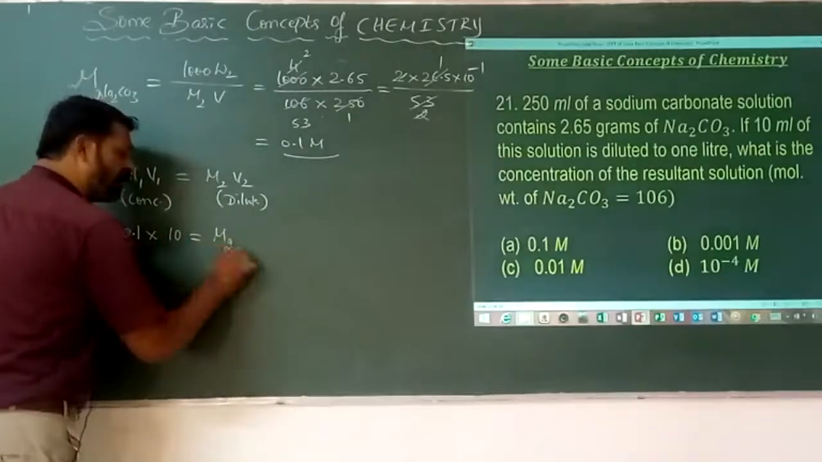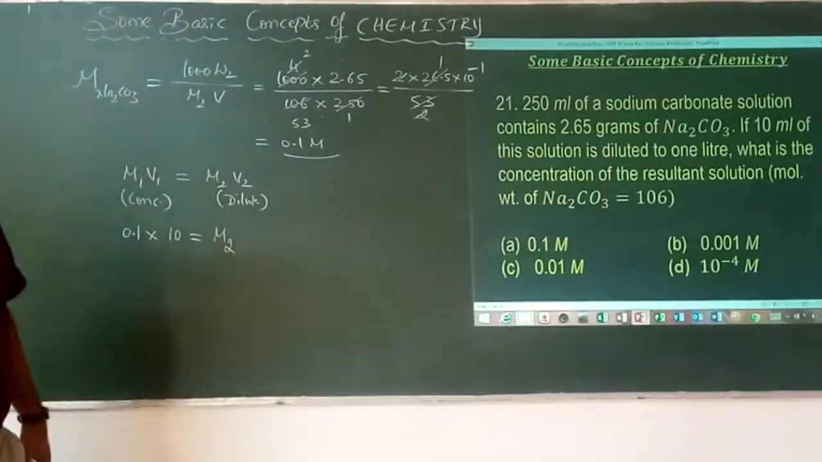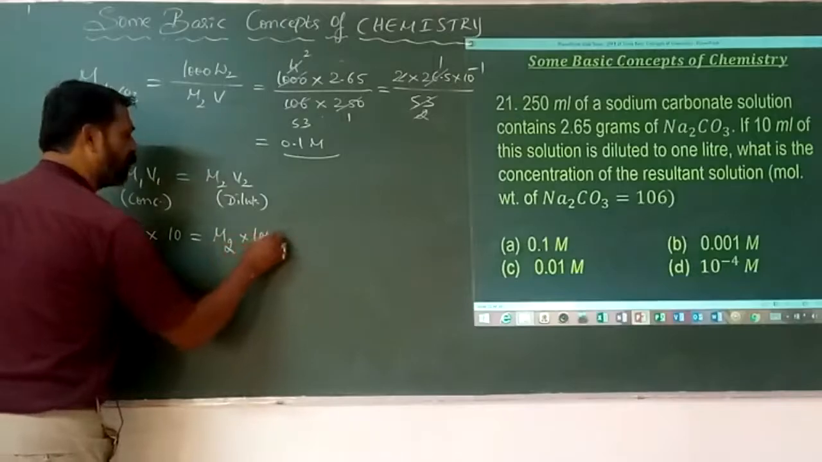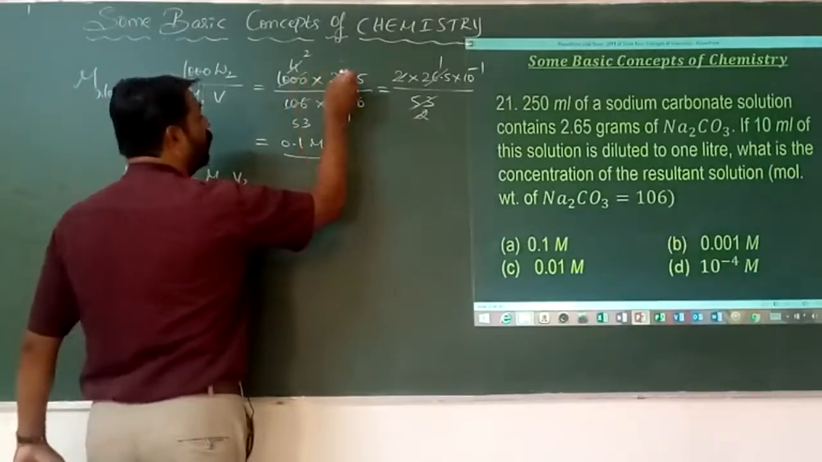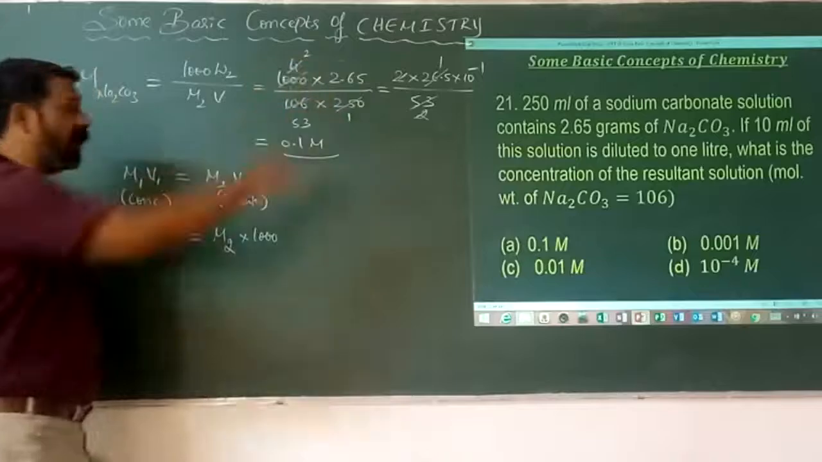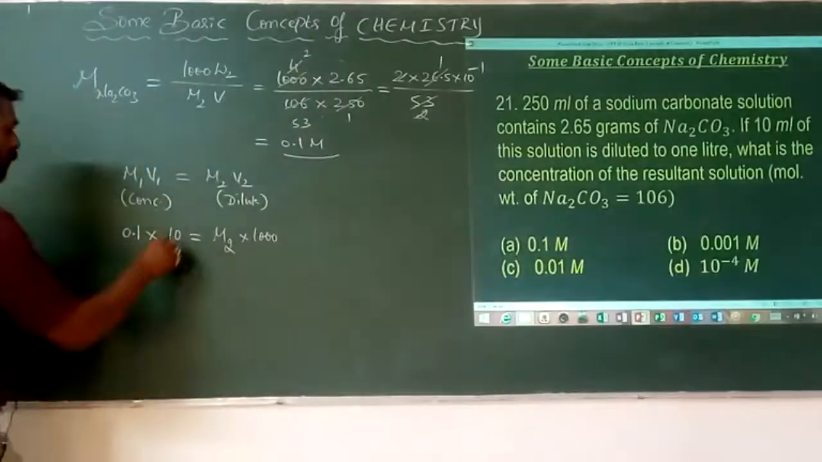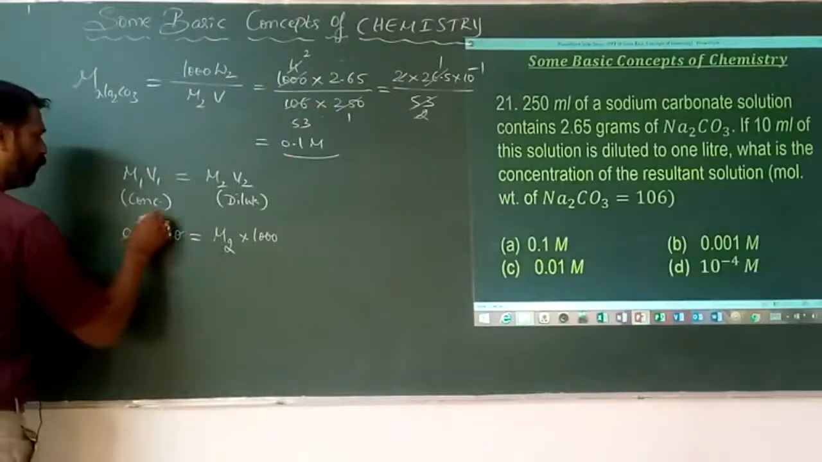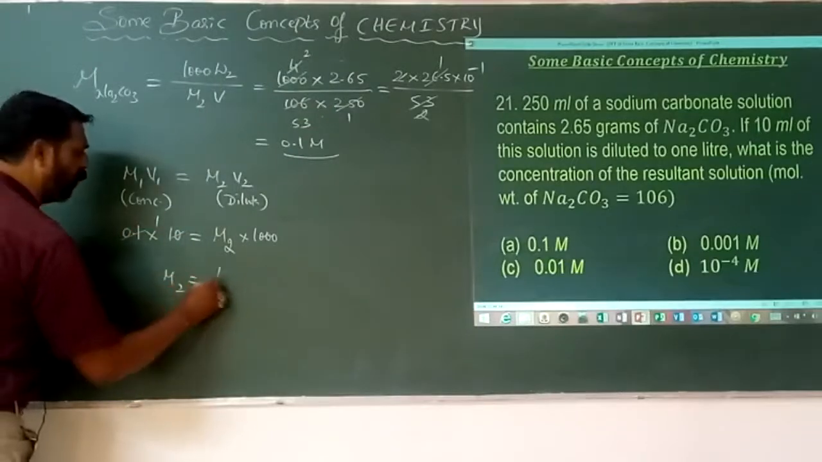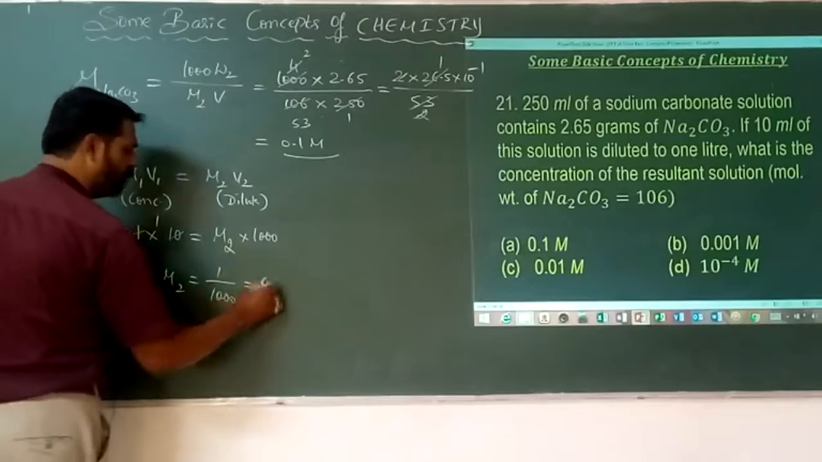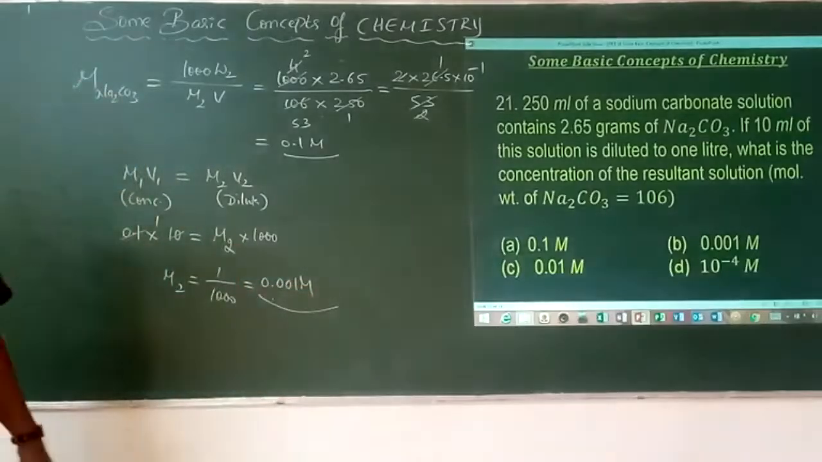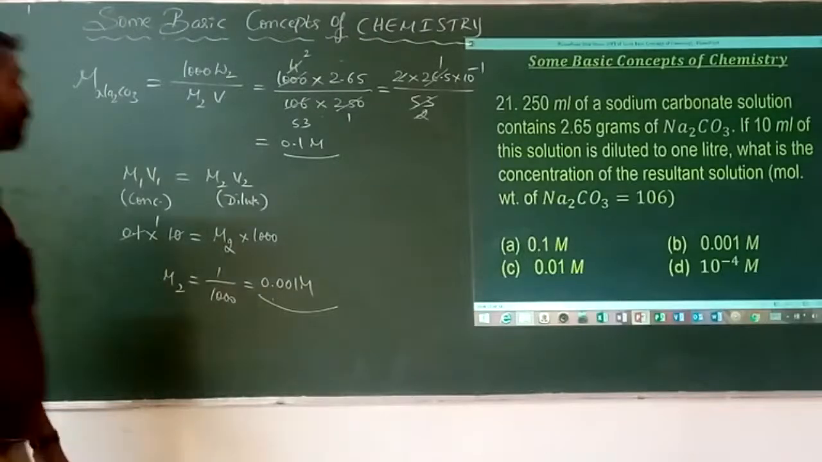The molarity of the resulting dilute solution we have to calculate. It is diluted to 1 liter. What does 1 liter mean? It is 1000 cm, because here we have taken 250 cm. Therefore, 1 liter refers to 1000 cm. So this is 1. Therefore, M2 is equal to 1 by 1000, that is 0.001.